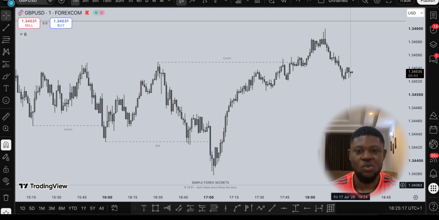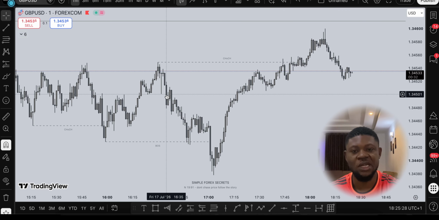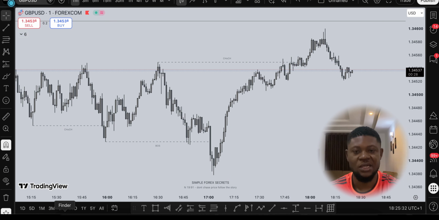Once you have chosen your broker, they'll give you access to a trading platform. The two most popular platforms in the world are MetaTrader 4, known as MT4, and MetaTrader 5, known as MT5. Both of them are free and they are available on desktop, iPhone, and Android.